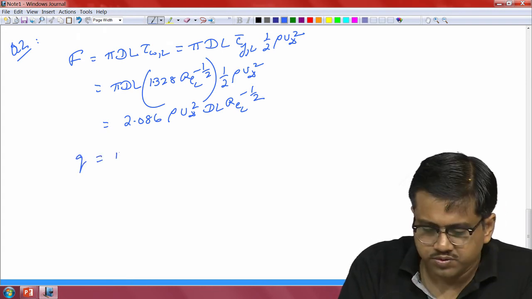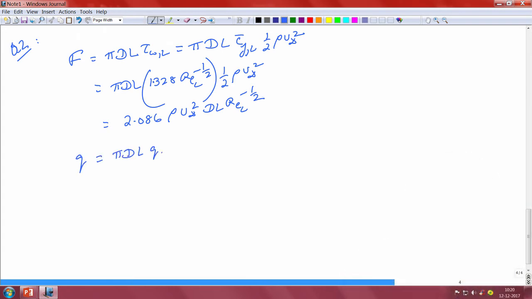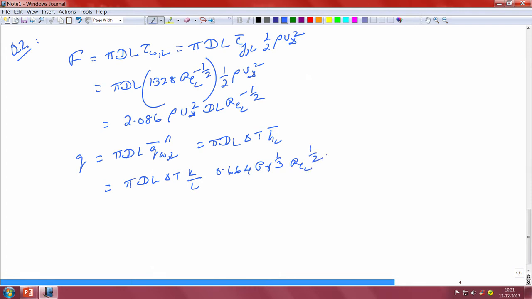Then you have Q, which is pi d L q wall double prime, which is pi d L delta T h_L bar, which is basically equal to pi d L delta T k by L times 0.664 Prandtl number to the 1/3 Reynolds number to the power of half. So, this becomes 2.086 k into delta T, d Prandtl number to the 1/3 Reynolds number L to the power of half.